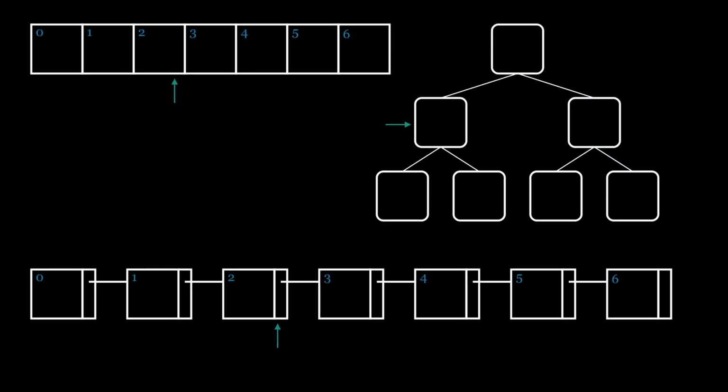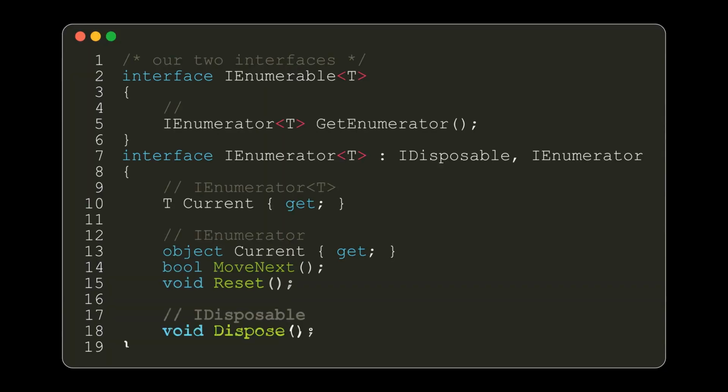You may have seen them in action without even knowing it when using a for each loop in C#. Under the hood, for each uses enumerators to iterate through a collection. But what exactly are enumerators and how can we implement them in our data structures? Let's take a look. Pay attention to two specific interfaces that sound a lot alike, but they do different things. The interfaces we'll discuss are IEnumerable T and IEnumerator T.